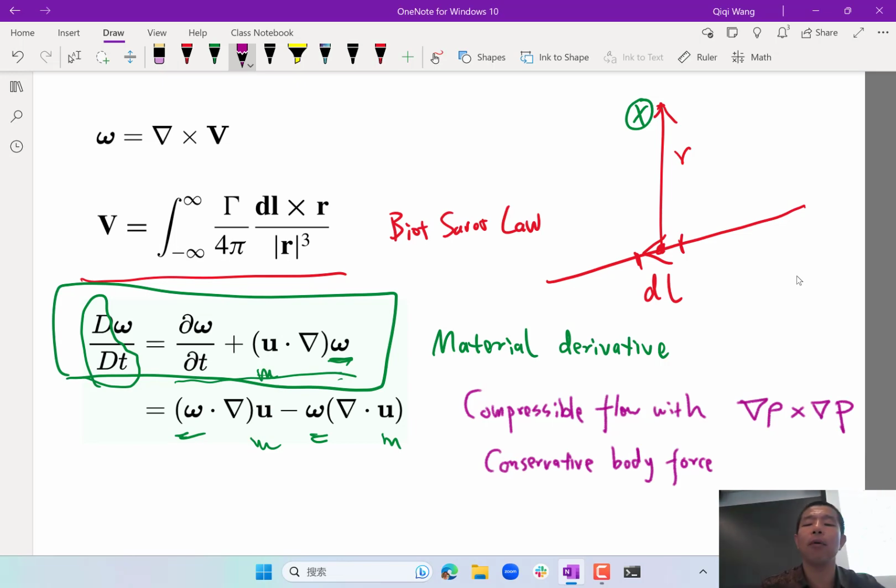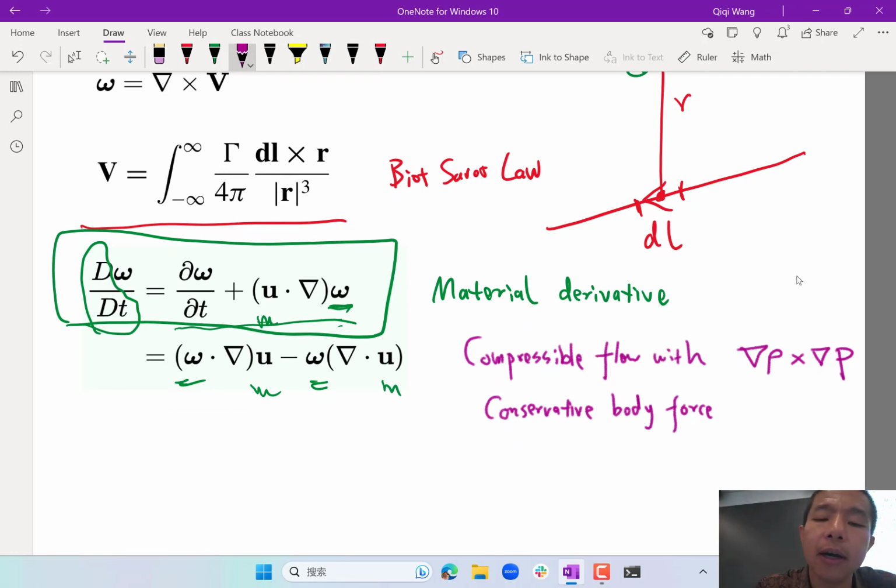Oh, sorry, I missed something: with no viscosity. Viscosity in aerodynamics is usually the only mechanism that generates non-zero vorticity from scratch. That usually happens near boundaries, right? That's why boundary layers have vorticity, but outside of it, there is no vorticity.